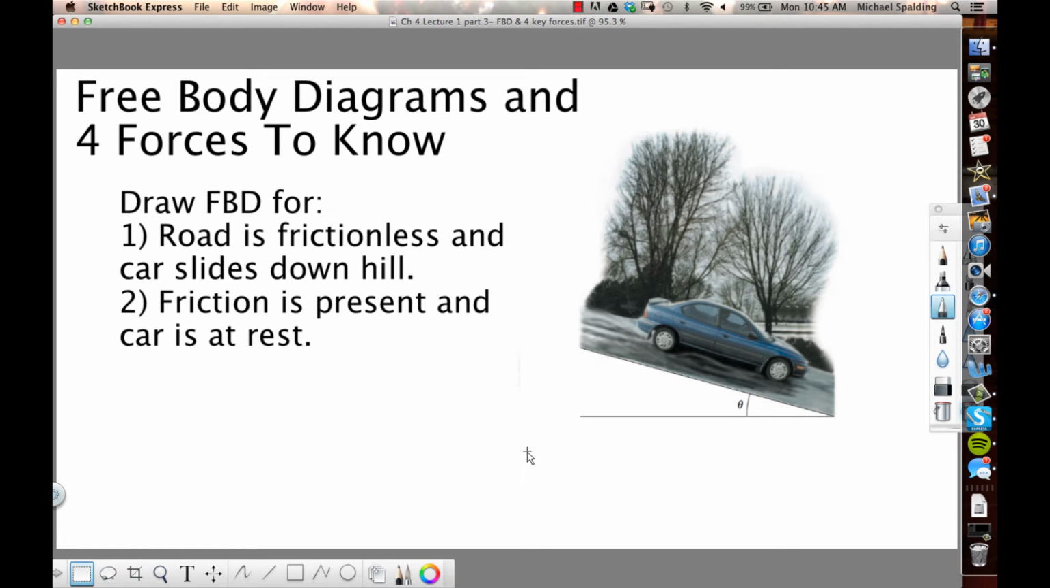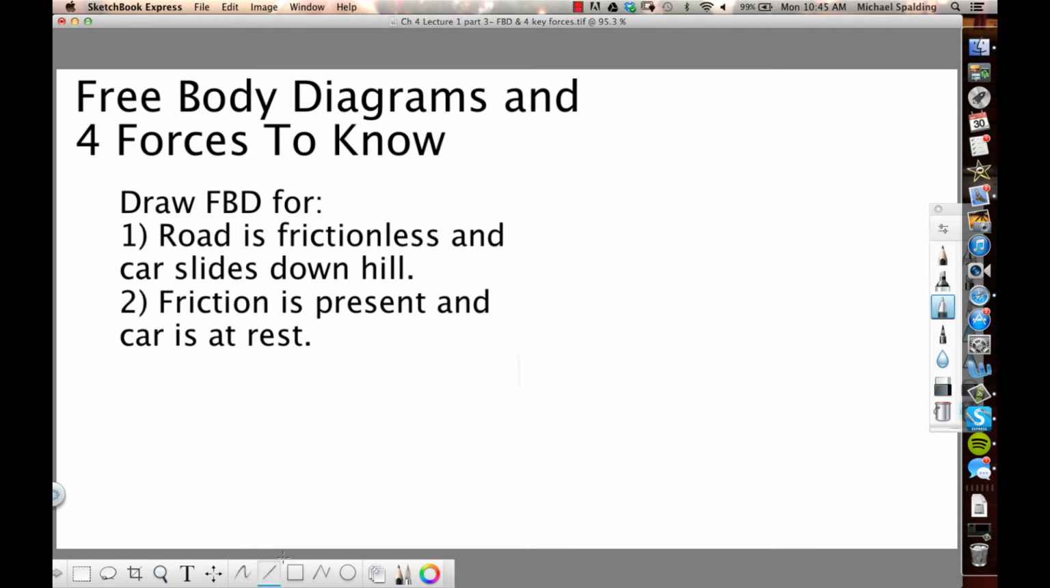I'm going to erase this so you can see what's going on. So here's our hill, and I'm going to draw a free body diagram, putting the car on the hill. Here's my car on the hill. For situation one, where the road is frictionless and the car slides down the hill, what are the forces present? All you're doing with a free body diagram is showing the forces acting on the object. So what do we have on this car? Weight, which is force of gravity.